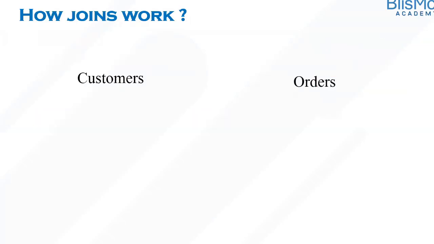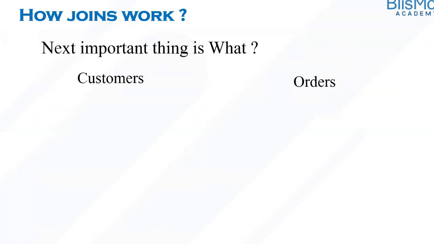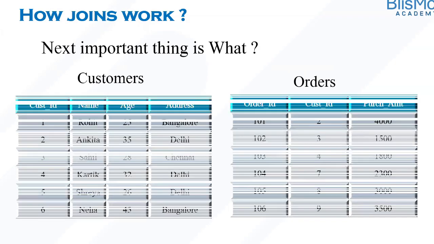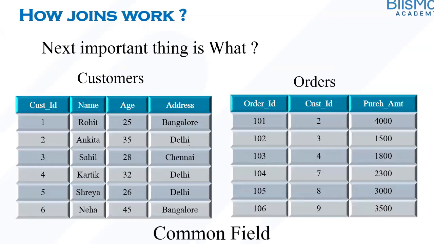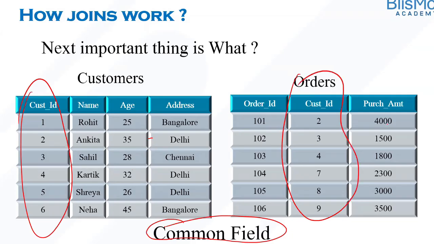One more important thing, which I already discussed. Anybody remember? Common field, common column. Yes, you need to have a common field. And which is the common field between these two tables? Customer ID. Yes, Customer ID is the common field. So remember, without having a common field, we will not be able to join the two tables.